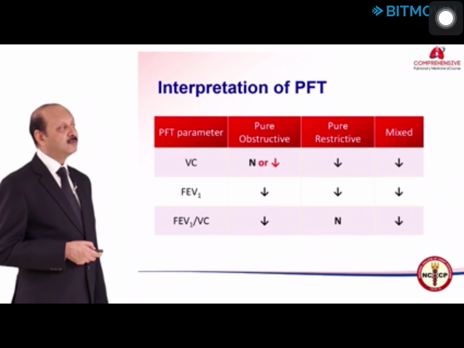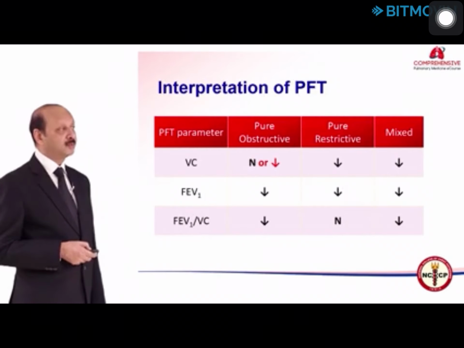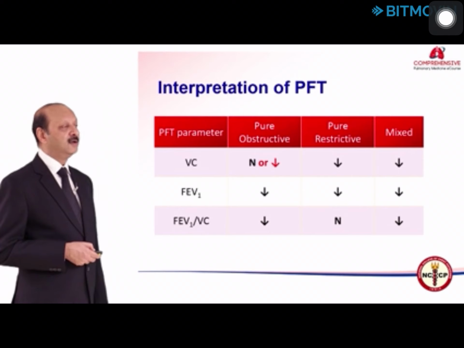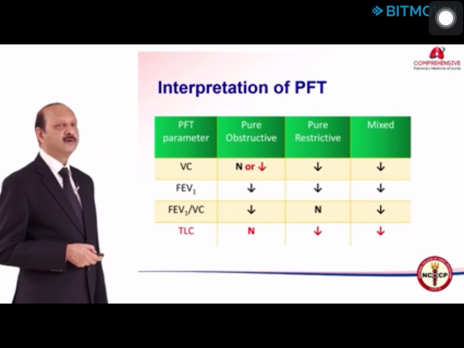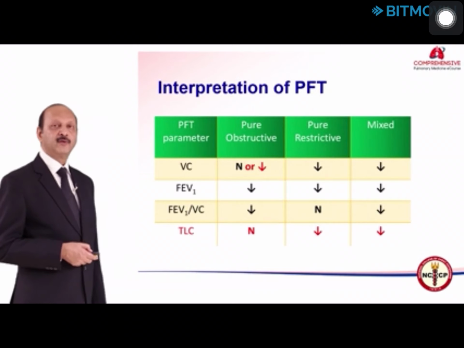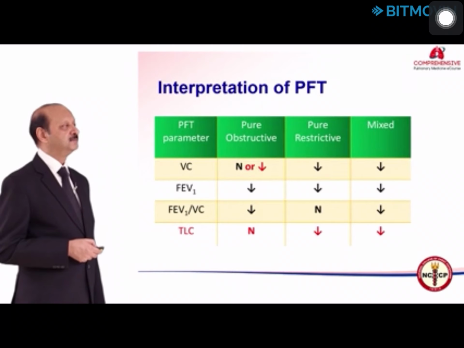So, in these disorders, how to differentiate whether it is a pure obstructive or a mixed disorder? Here you do the total lung capacity. In obstructive disorders, the total lung capacity will be normal. Restrictive, of course, this will be reduced, and in mixed disorders, this will be reduced.